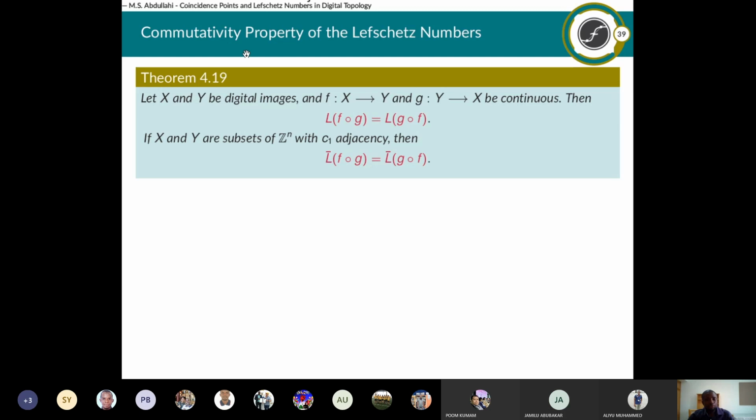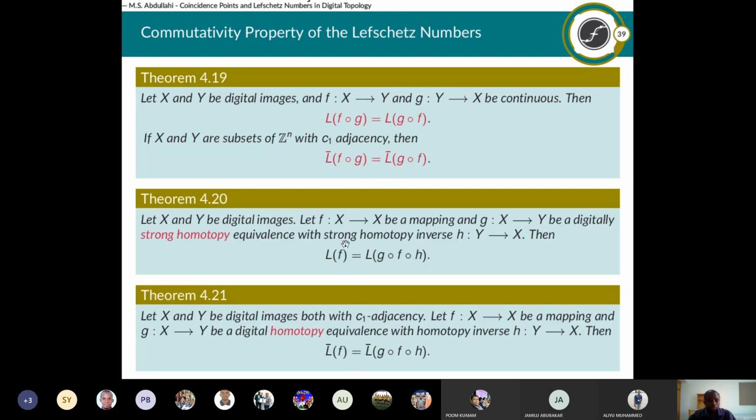We also consider one property of these Lefschetz numbers, and that property is called the commutativity property. What I mean by this is that if I have a composition of two functions f∘g and its commutation g∘f, then they will have the same Lefschetz number. Similarly for the cubical case. And we also have two results that will help us in the coming slides.